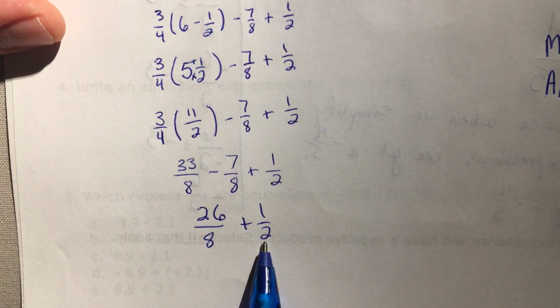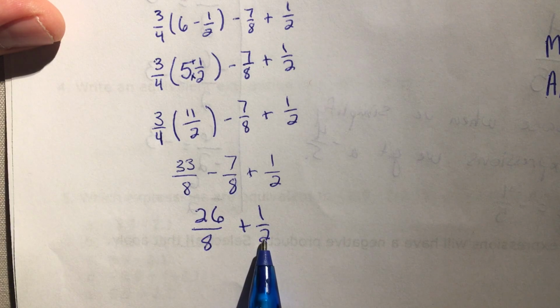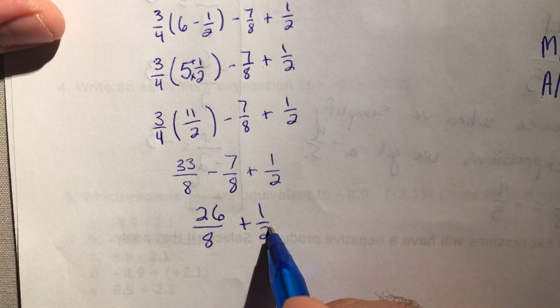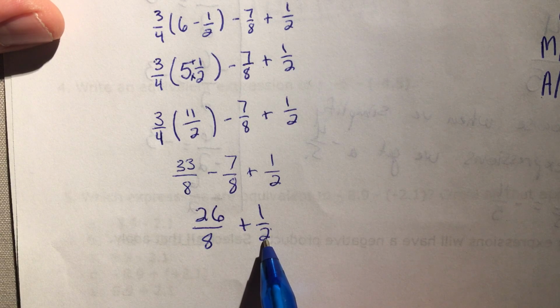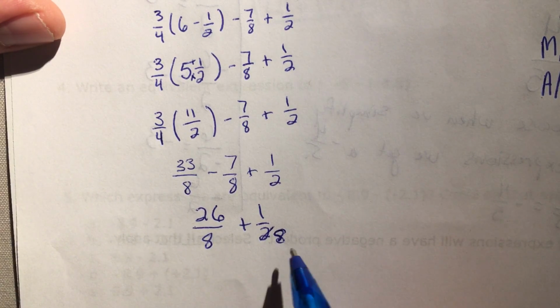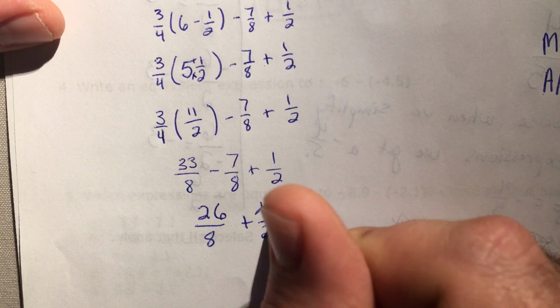Because my denominators are not the same, in 26/8 plus 1/2, I need to change this 1/2 to give myself an equal denominator, which would be 8. So I need to make 2 into 8. And I do that by multiplying it by a factor of 4. So 2 times 4 gives me 8, which means 1 times 4 gives me 4.